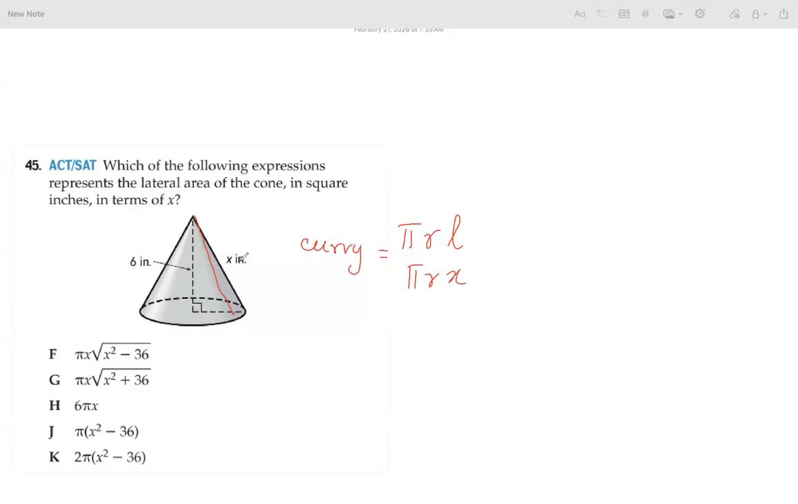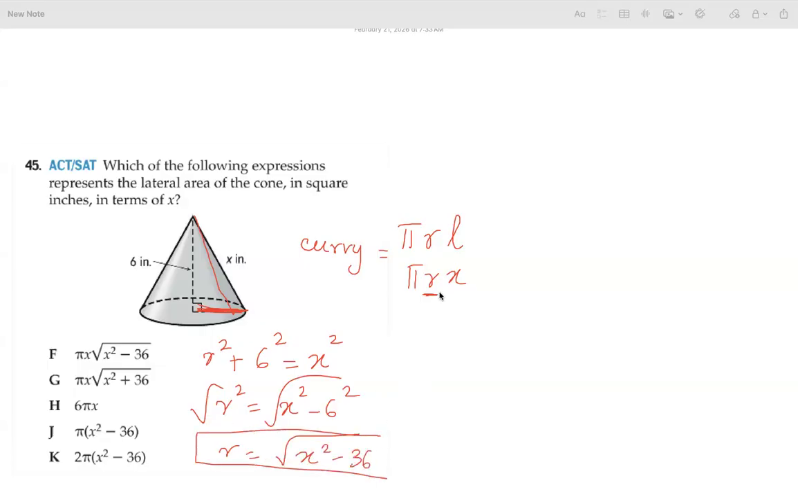Okay. Now, how do we find x? You know you have to use the Pythagorean theorem, right? For the Pythagorean theorem, I need to find the value of r. So r squared plus 6 squared will be equal to x squared. Does that make sense, Ananya? r squared will be equal to x squared minus 6 squared. Take the square root on both sides. r will be equal to the square root of x squared minus 36.